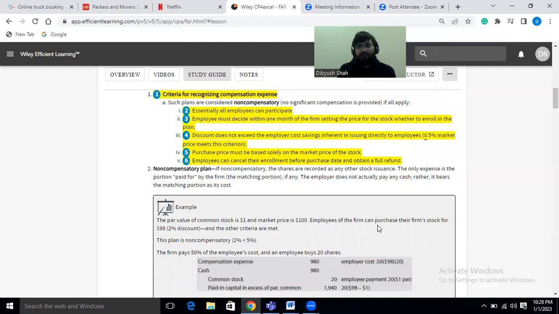Now, first of all, you have to understand what is the discount, 2%. That is within the limits. And the other criteria are met. What are the other criteria? Essentially, all employees can participate. Employees have got 1 month. Discount, of course, we have seen is less than 5%. Purchase price is solely based on the market price of the stock, and employees can cancel their enrollment. So the rest of the 4 criteria are met. Discount we can see. So the plan becomes non-compensatory.